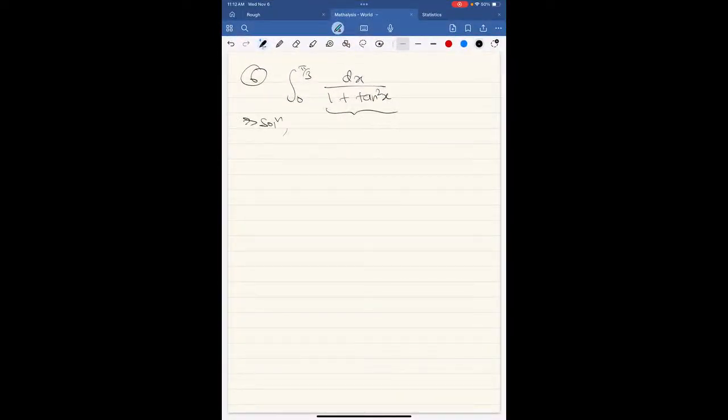I think this is a standard formula, right? Sec square theta minus tan square theta is just 1. So, of course, tan square x plus 1 will just be... Oh, this is pretty easy. This is again an easy problem. So now we know that that's just sec square x. So this will just be cos square x dx.